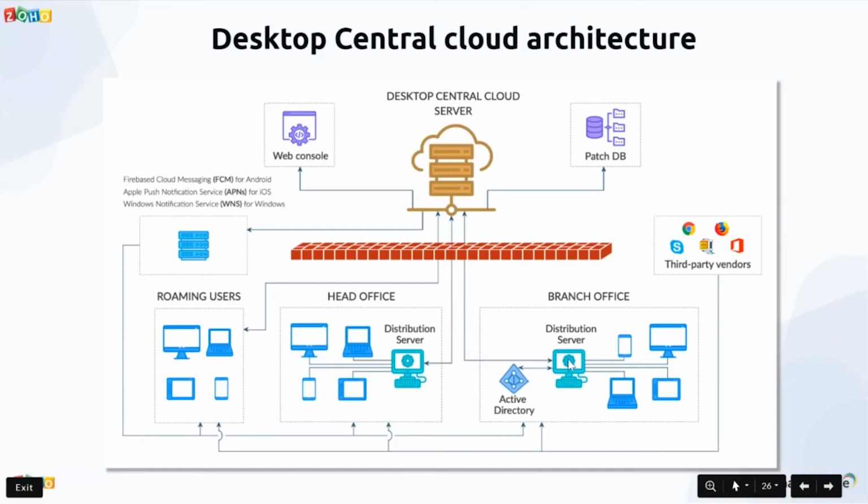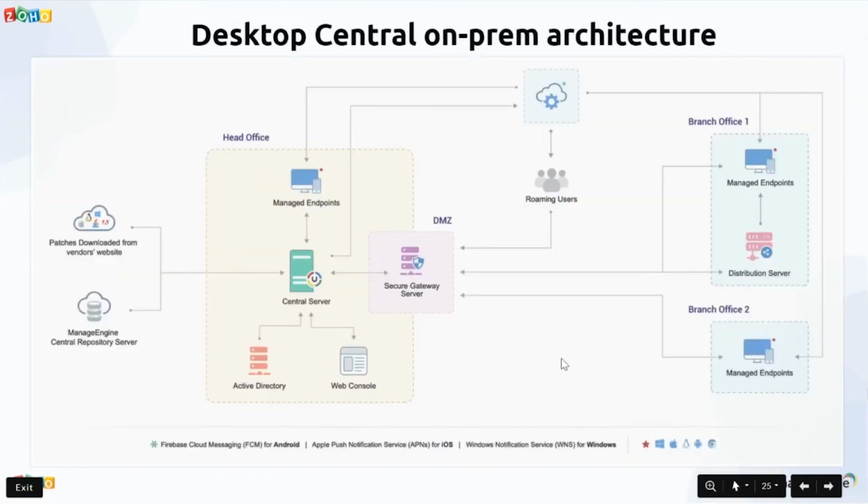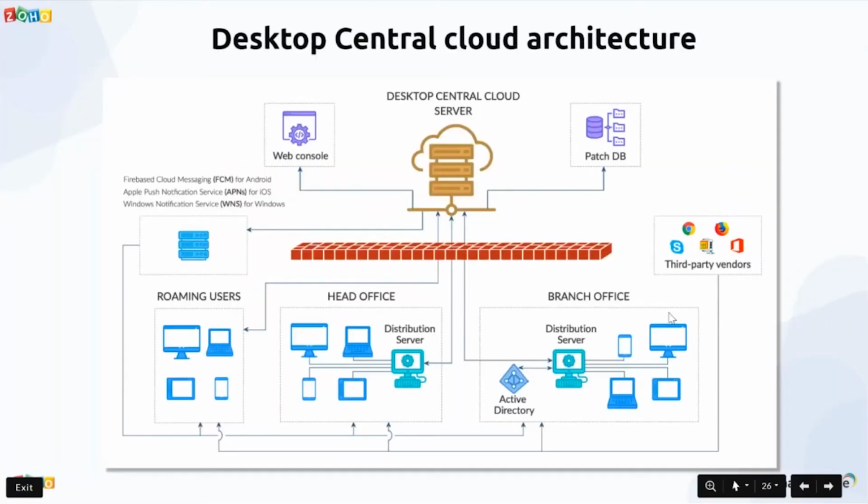The major difference between the on-prem and the cloud model is that in the on-prem solution, your Desktop Central server directly goes to the vendor website and downloads the content, and then it will distribute to the distribution server, and then it will redistribute through the intranet. In the cloud model, your distribution server will directly talk to the vendor website and download the content on your command, and then it will redistribute through the intranet. And likewise, the roaming users without a secure gateway will contact the Desktop Central cloud server directly.